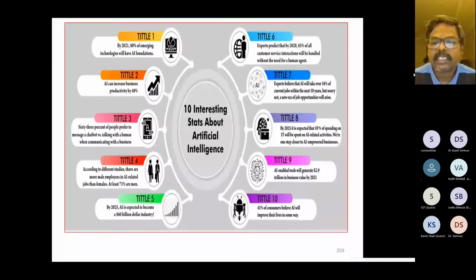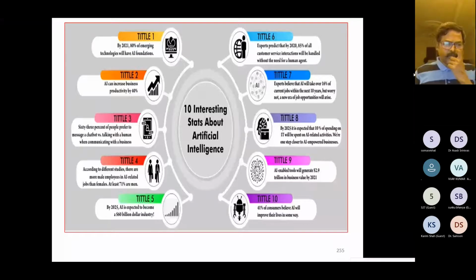Statistic 9, AI enabled tools will generate 2.9 trillion in business value by 2021. The last, statistic 10, 41% of consumers believe AI will improve their lives in some way. These are the 10 interesting statistics about artificial intelligence.